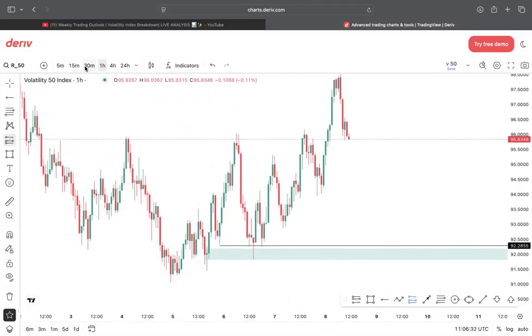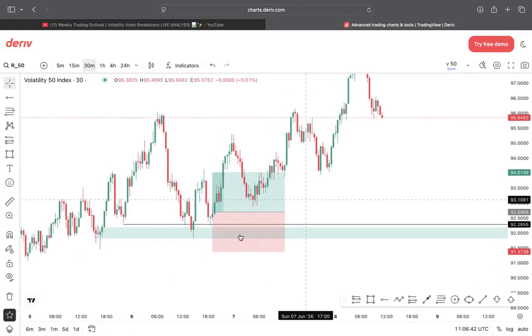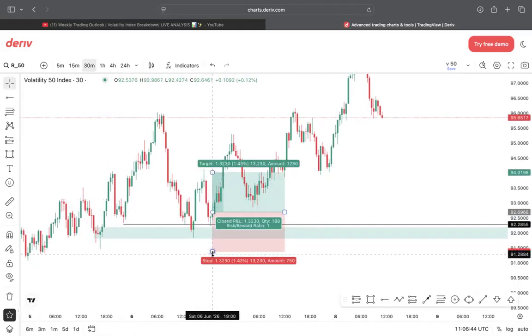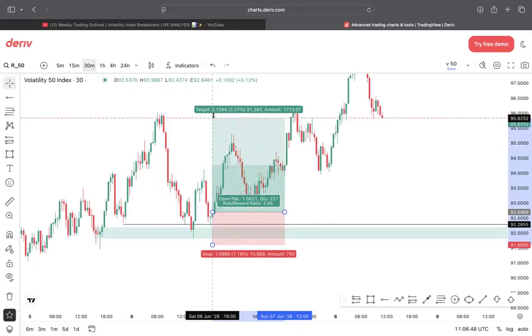But my confirmation was on the 30 minutes. Let me show you guys one of the confirmations that I use. I entered the trade around here. This candlestick confirmation is the morning star, and then this was our take profit.